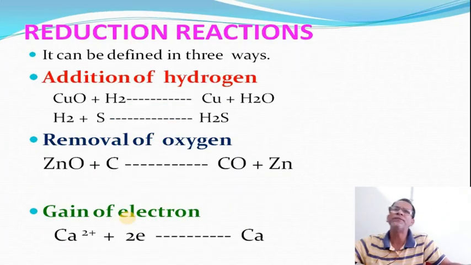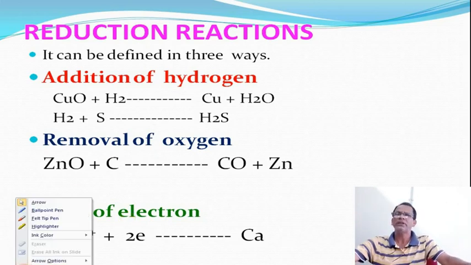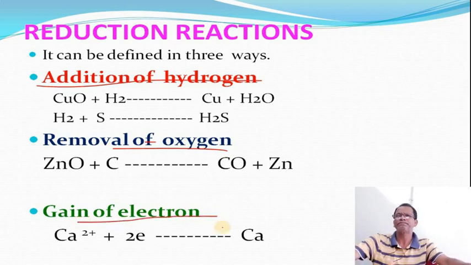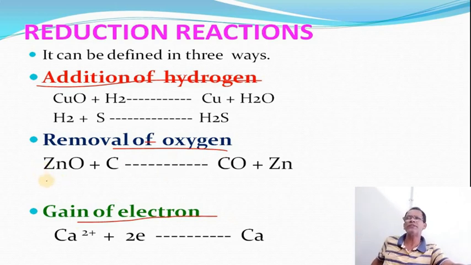Reduction reaction can be defined in three ways: addition of hydrogen, removal of oxygen, gain of electron. These are three types of reduction: addition of hydrogen, removal of oxygen and gain of electron. First point, addition of hydrogen.